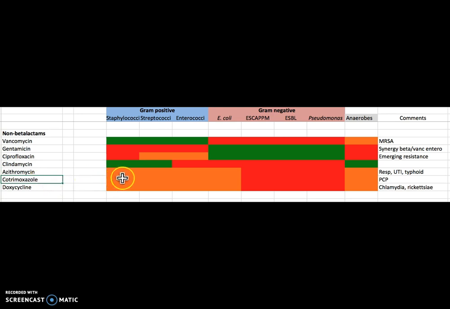Cotrimoxazole has got fairly uncertain coverage for our gram-positive organisms and E. coli. It has also got patchy anaerobic activity, but it's used for things like Pneumocystis jirovecii pneumonia, and it's also used for nocardia as well.